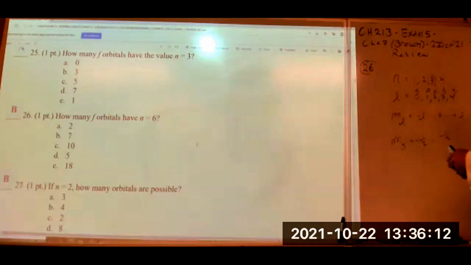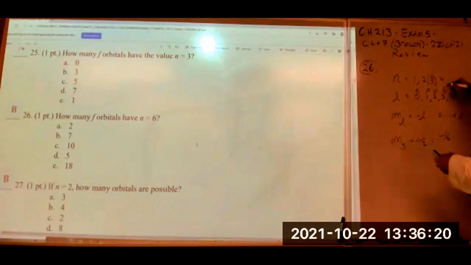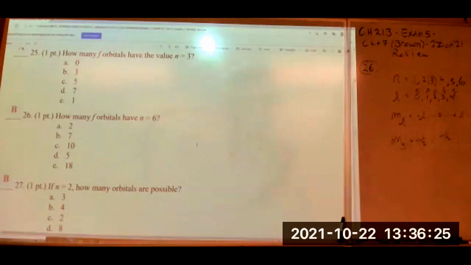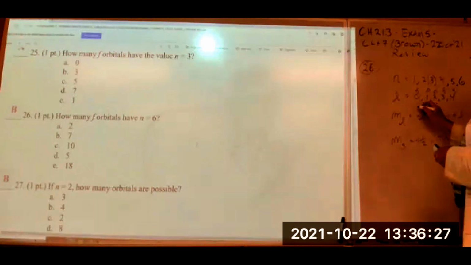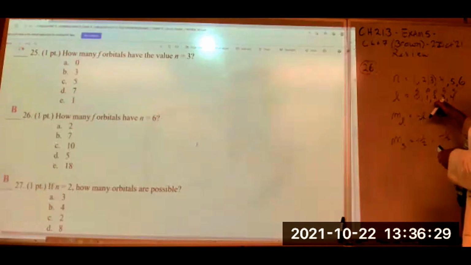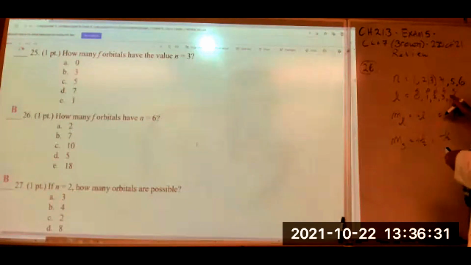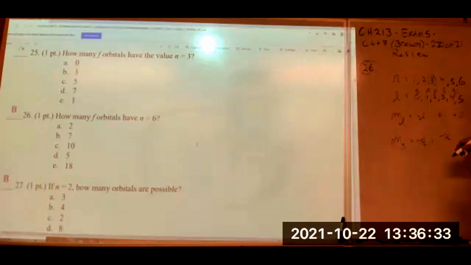26. How many f orbitals have n equals 6? Okay, now we're talking. If we go up to n equals 6, what can we have here? We can have 0, 1, 2, 3, 4, and 5. Right? We could have all of these possibilities. So how many f orbitals have n equals 6?